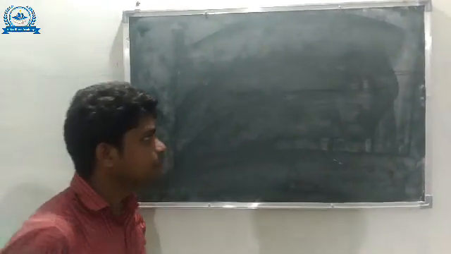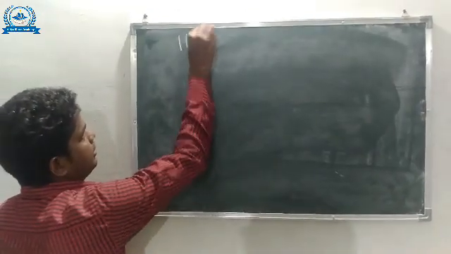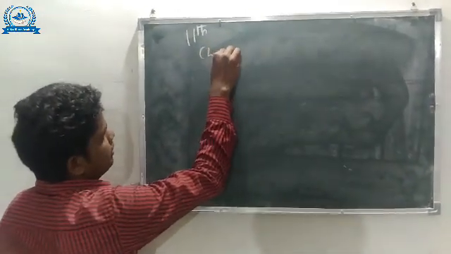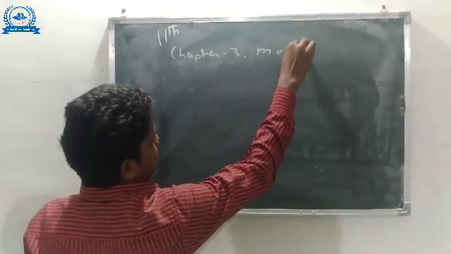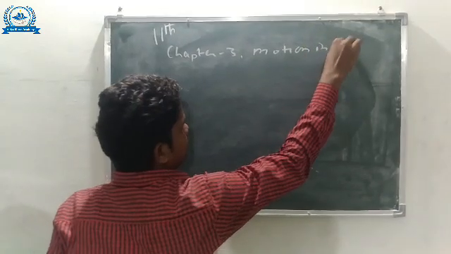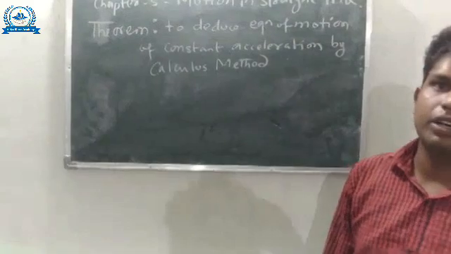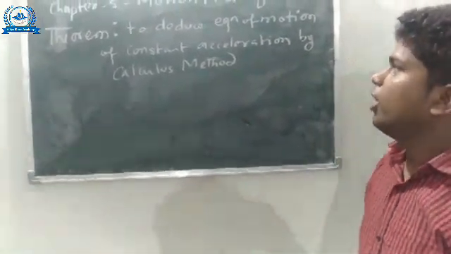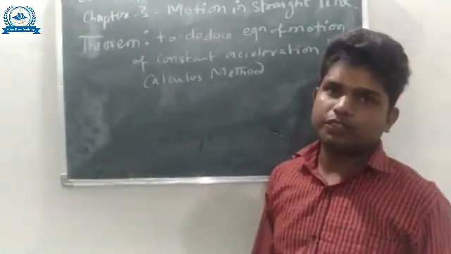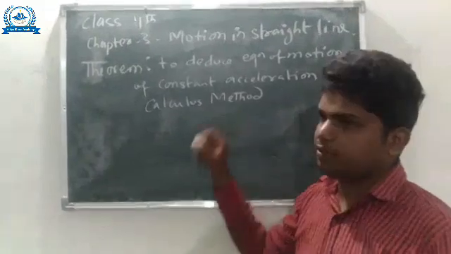Myself, I will be teaching you physics of 11th class. And the name of the chapter is chapter 3, motion in a straight line. In this series we are going to do one theorem where we will see how to deduce the equations of motion for constant acceleration by using the calculus method.